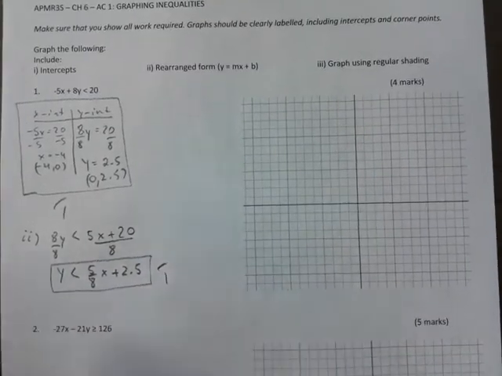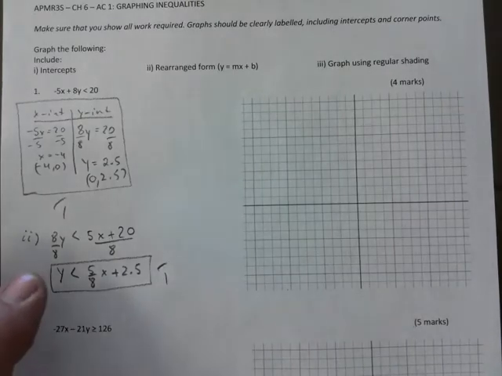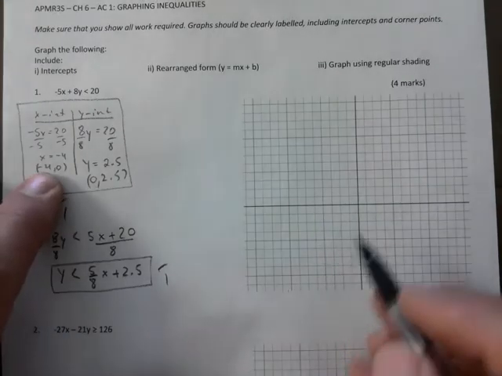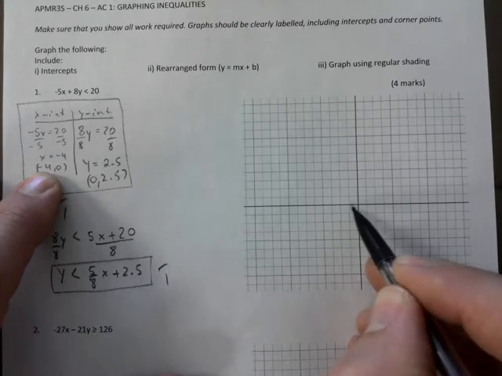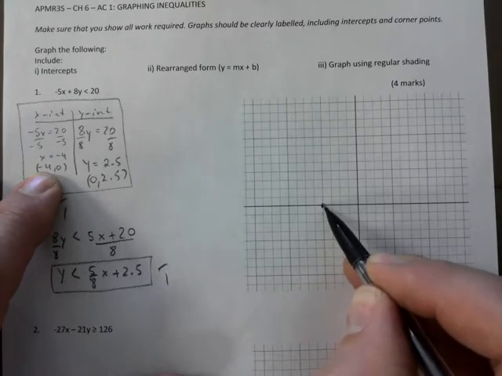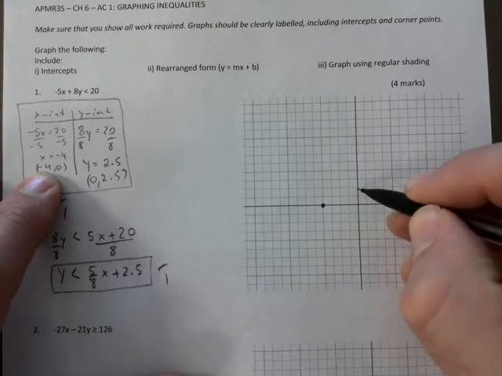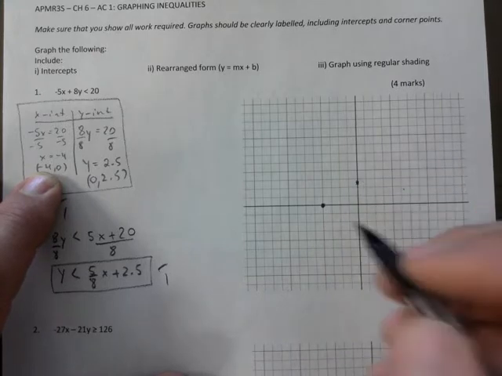If you did flip the sign, I wouldn't give the mark there, because it's only if you divide by a negative. And then graph, right? So we're going to use these. If everything is worth 1, we don't need to put a scale down. So this is (negative 4, 0), and (0, 2.5) is right there.